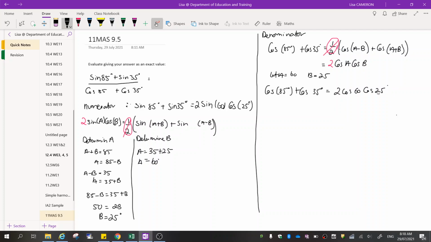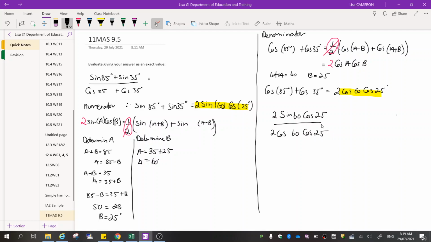Now, very quickly, you're going to see why this is such a good process. Because remember, back in the day, we didn't have calculators to do everything, so we had to do it in exact form. So, I'm going to substitute the numerator and the denominator back in, the numerator being this one, the denominator being that one. So, 2 sine 60 cos 25 divided by 2 cos 60 cos 25.